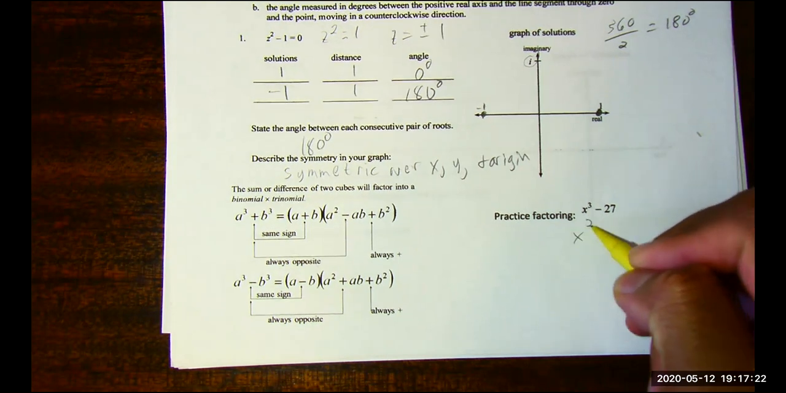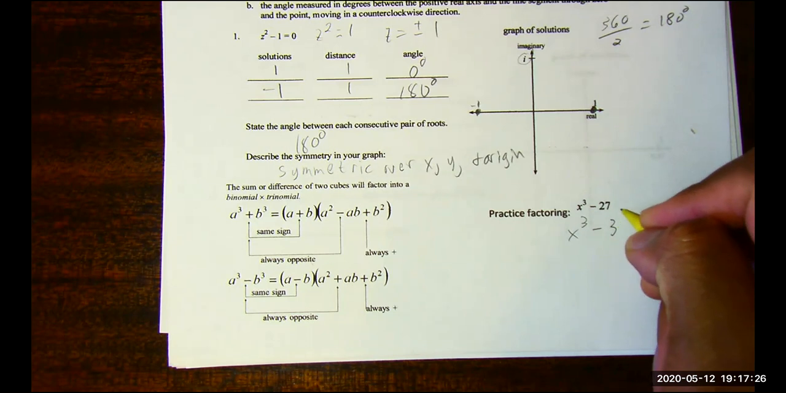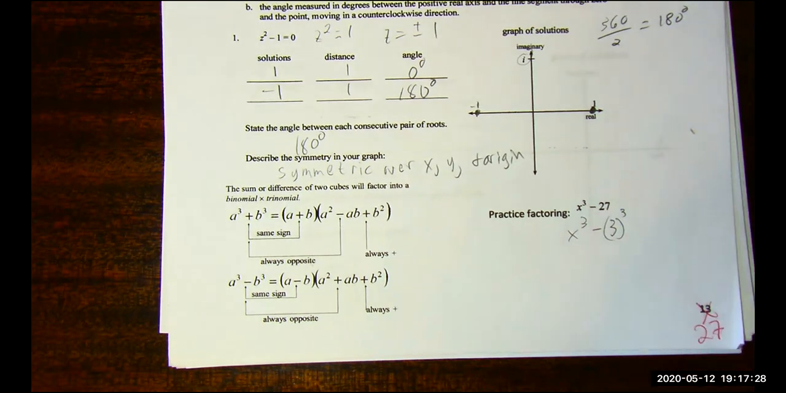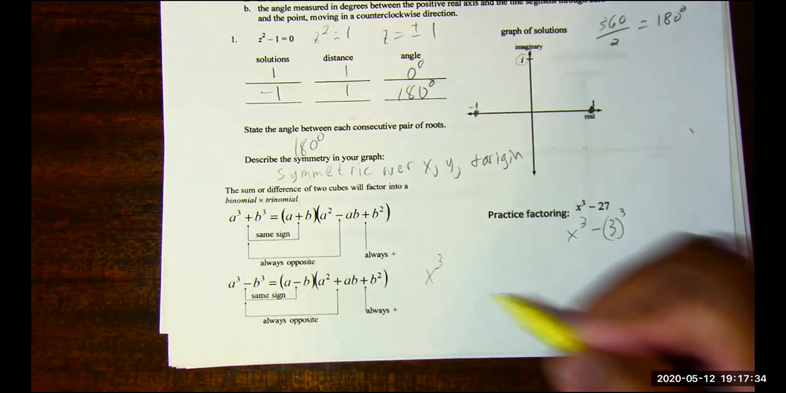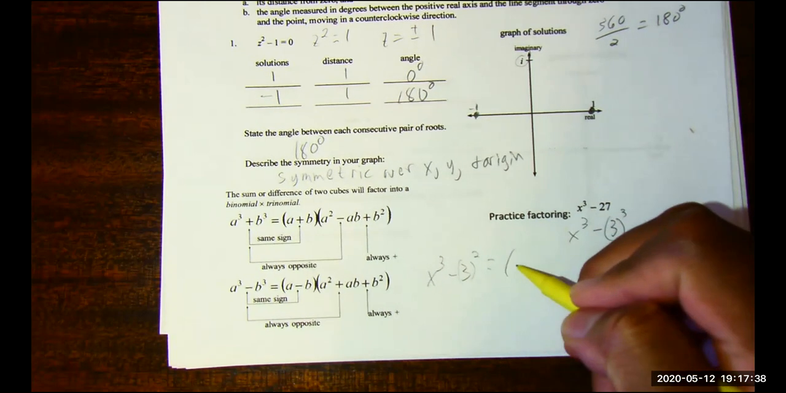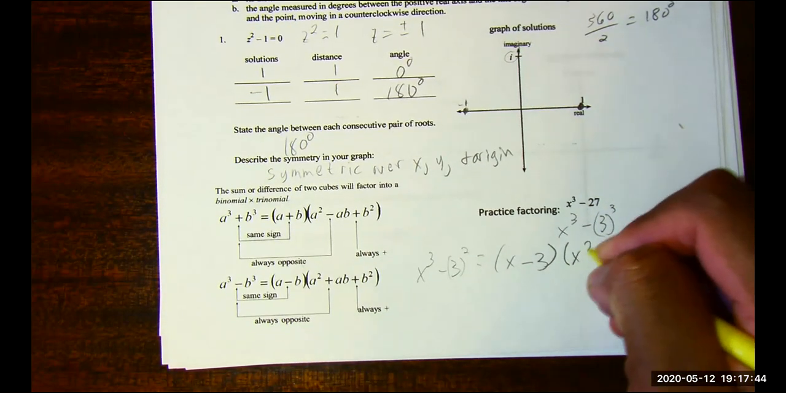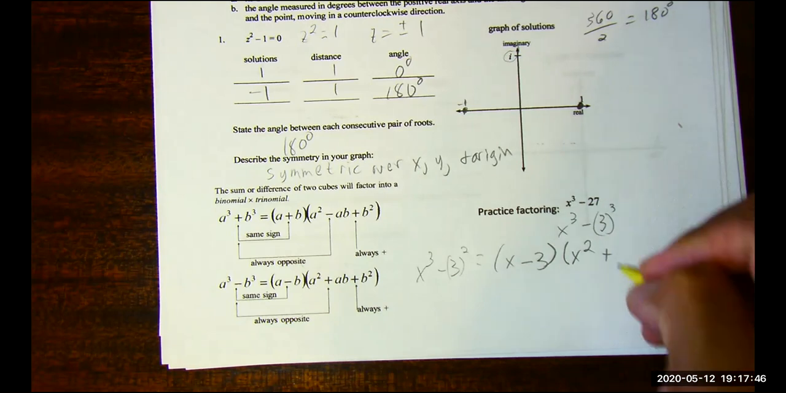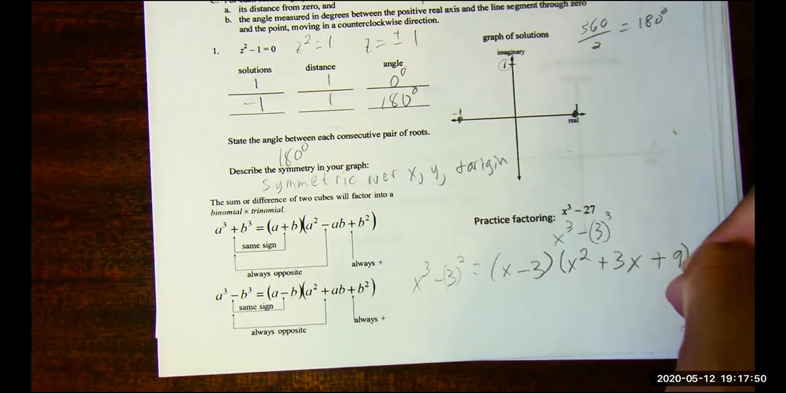So it's x cubed minus 3 cubed, which is 27. So now I know my a is x and my b is 3. So x cubed minus 3 cubed equals x minus 3, I'm just following this pattern, times x squared plus 3x plus 9, or 3 squared.